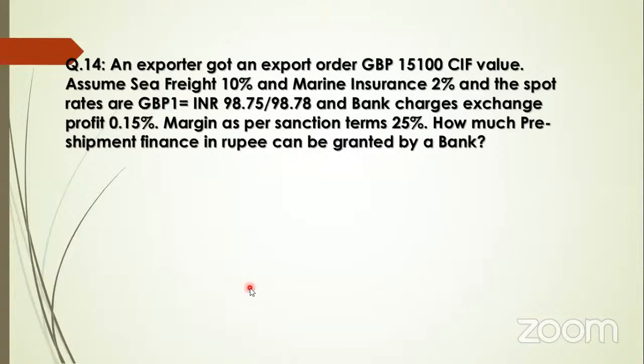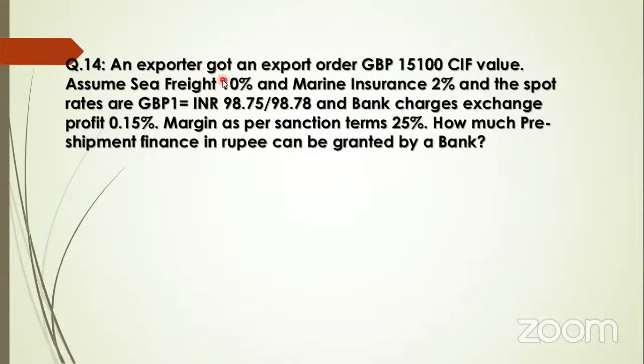Now, an exporter, you see the question. An exporter got an export order. This is another question; invariably they are asking. Export order, pound sterling 1500, CF value. Assume sea freight 10%. It's a beautiful question. Sometimes it may be a 5-mark question. Remember, pre-shipment finance, post-shipment finance: how to compute the eligible limit, how to calculate handling charges, how to calculate the value, everything in one question. I am making all the concepts clear.